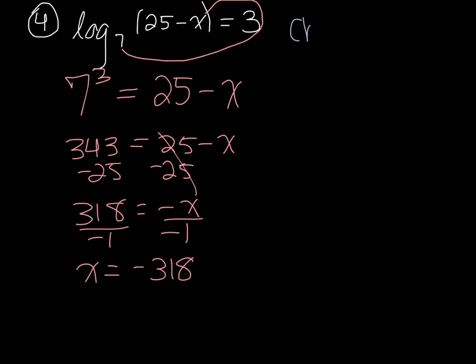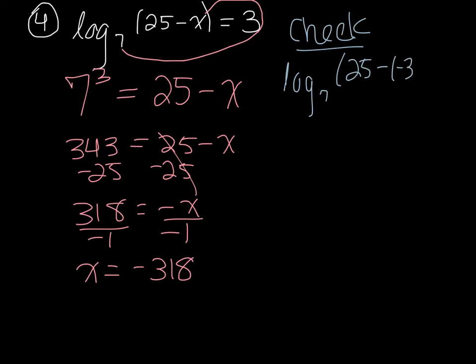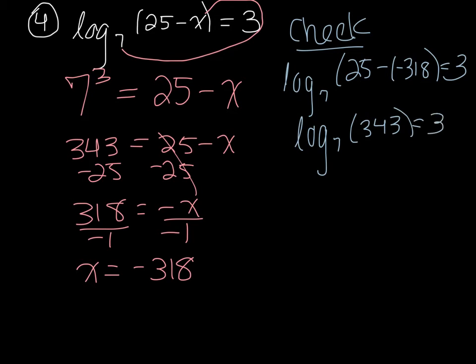But I need to check this answer. When I check log base 7 of 25 minus a negative 318 equals 3, you can simplify, but you don't have to. If you type it in the calculator, it would solve it for you, even if you didn't simplify what's inside to 343. But either way, you do get 3 equals 3. So negative 318 is your solution.